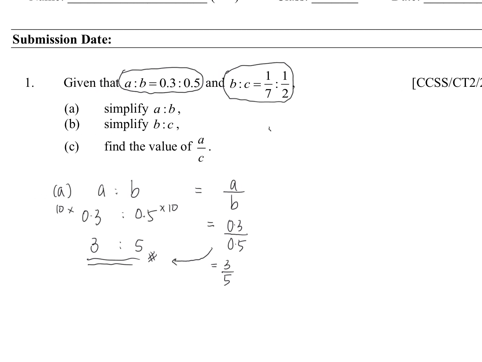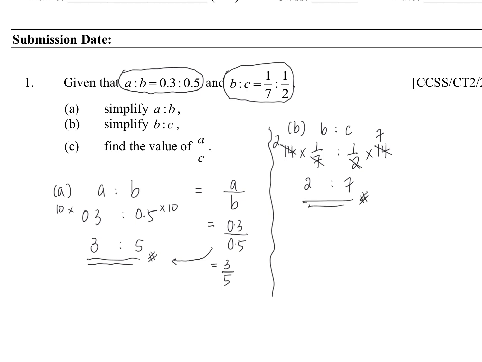Next, they say simplify B to C, which is 1/7 and 1/2. You can't compare two fractions that are of different size. You need to make sure the denominator is the same, or you can multiply both sides by the LCM. So what's the LCM of 7 and 2? 14. So if you multiply by 14 on both sides, you are left with a 2 here and a 7 here. And the answer is just 2:7.